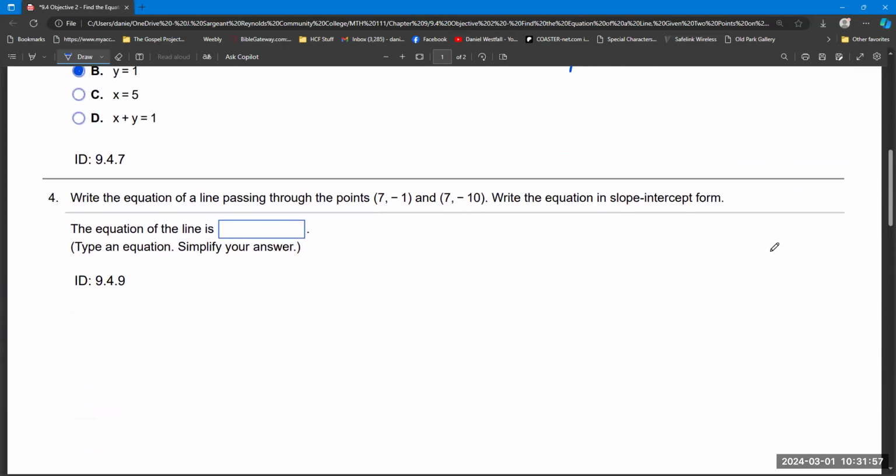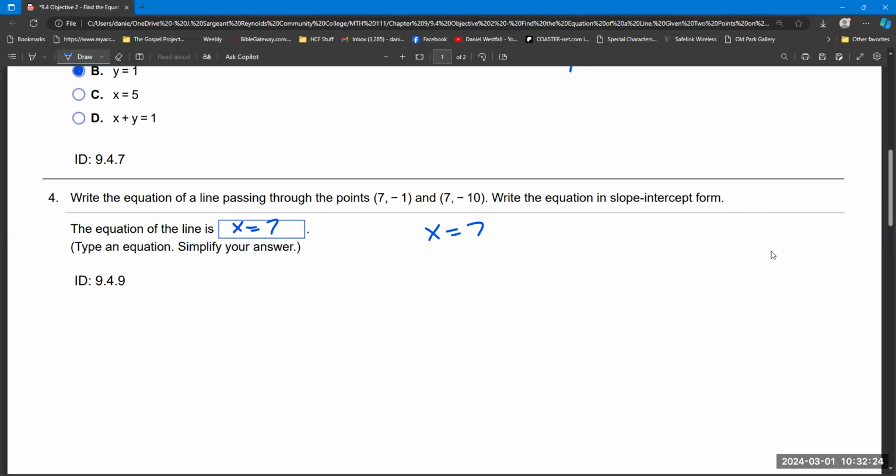One more equation here, and that's where the x coordinates are the same. And my slope is going to be undefined here. So I'm not going to be able to write it in y equals mx plus b form, but I am going to be able to write it in the form of x equals 7, because x is the constant here.